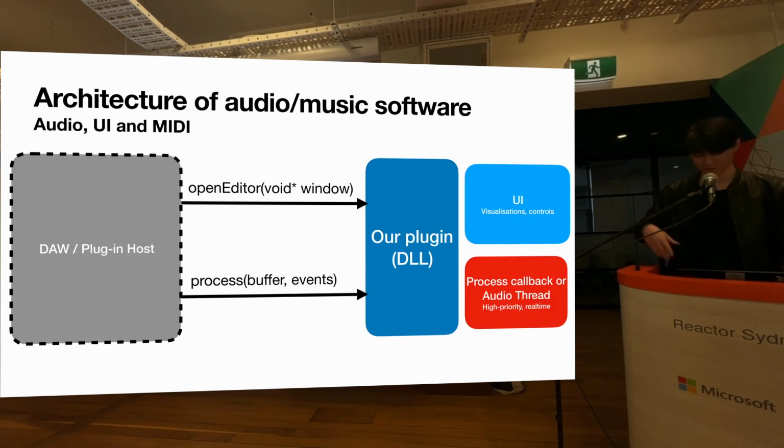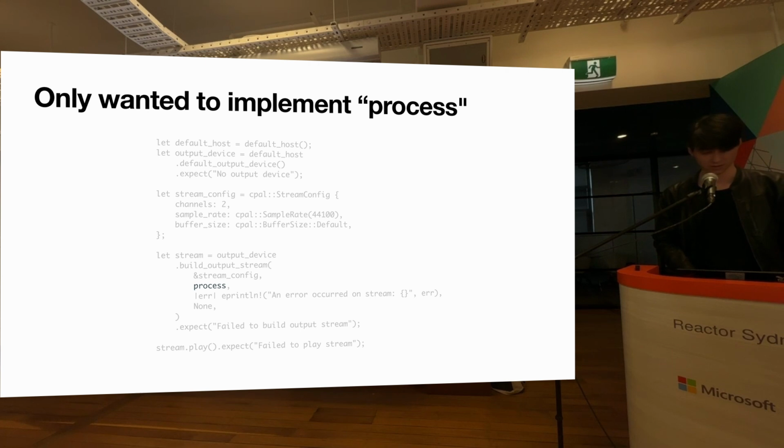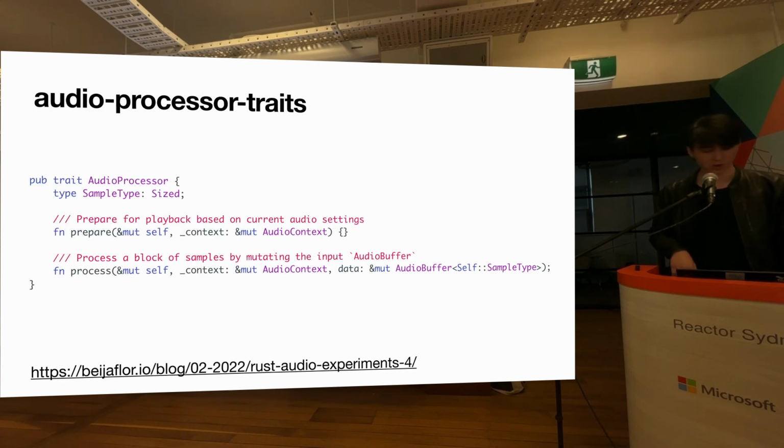Then I just wanted to mention that you have your software, and you maybe write it to run standalone with Cpal, but you also want it to run as a plugin. When you run it as a plugin, you are hosted in some larger piece of software, and the host is calling your audio callback and hosting your UI. It just gives you a void pointer to the NSWindow or whatever the window is, and you render in there, but you don't really control the event loop, and this causes some issues with the UI crates. So you just wanted to implement process, but you have all of that code.